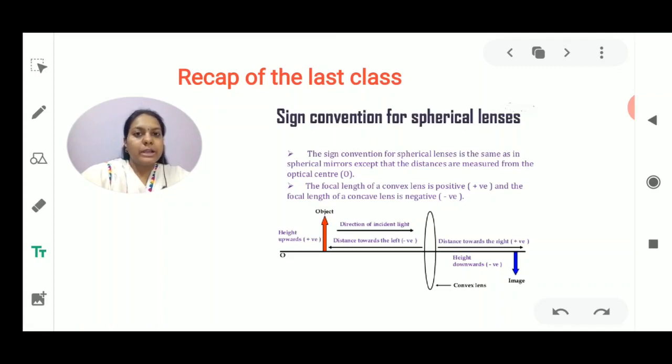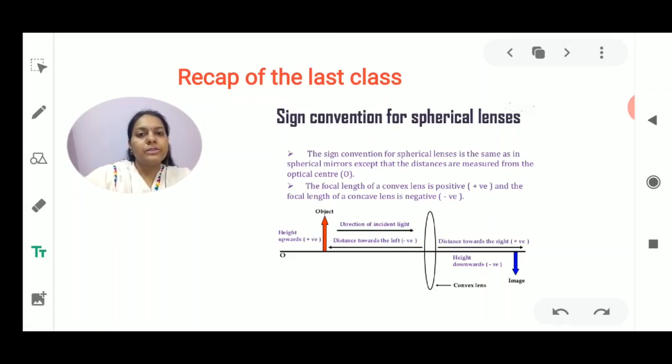So we discussed lenses also, their uses and properties, and lastly, in the last class we discussed some of the uses of concave lenses and the image formation in a concave lens, and the uses of the concave lens in the previous video.